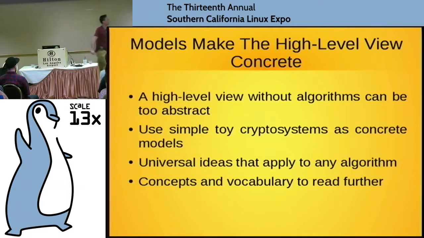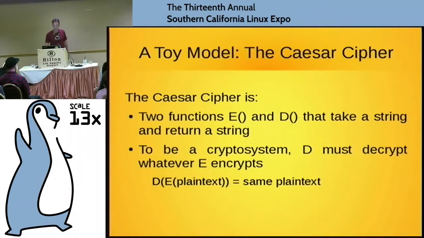So the one problem with doing it this way is if you start at the high level, but you haven't actually studied the algorithms, it's very abstract. So what I'm going to do is use some very simple toy cryptosystems to give you a concrete picture, and then what we're actually talking about are things that are algorithm independent, so that doesn't matter. The other thing is we'll get some concepts and ideas that will help you if you read further.